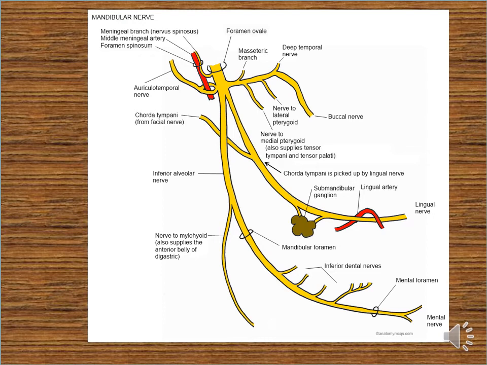The mandibular division gives many branches, intracranially and extracranially. Intracranially it gives the meningeal branch, nervus spinosus, and the middle meningeal artery that pass within the foramen ovale. Outside the cranial cavity it gives the auriculotemporal nerve and masseteric branch, deep temporal nerve, buccal nerve, nerve to lateral pterygoid, nerve to medial pterygoid, and the chorda tympani, which is picked up within the lingual nerve that supplies the submandibular ganglion. It goes downward to the nerve to mylohyoid, which also supplies the anterior belly of the digastric muscle.